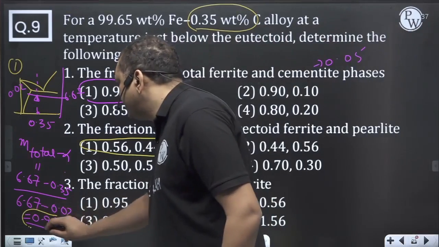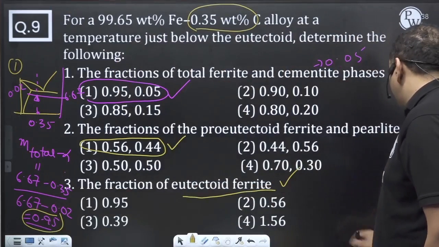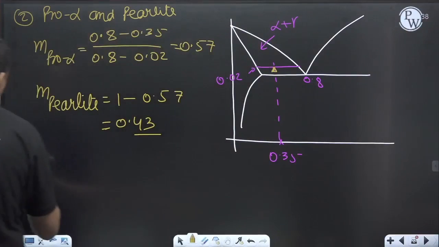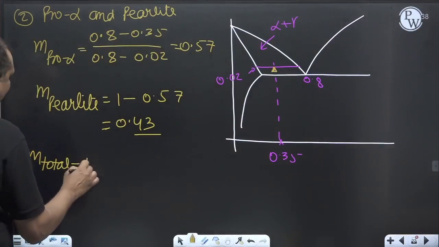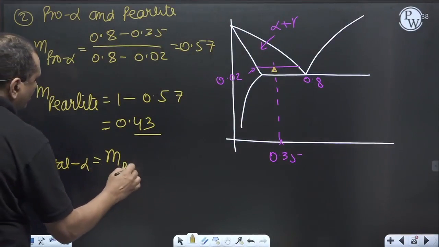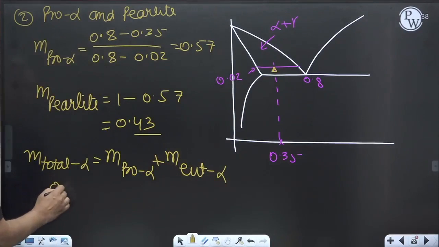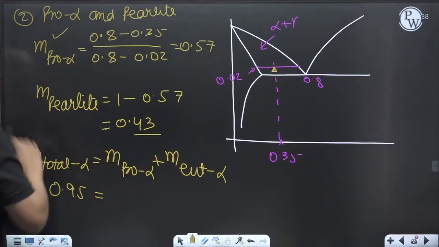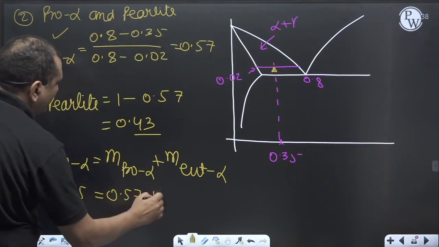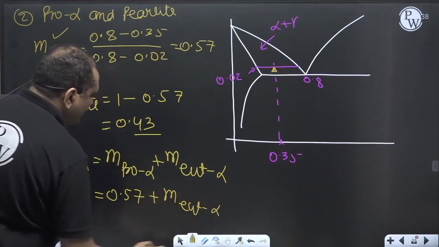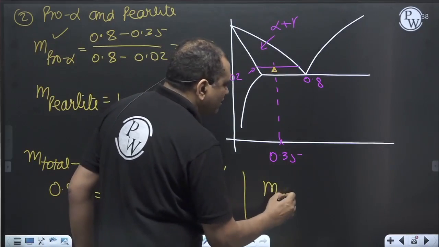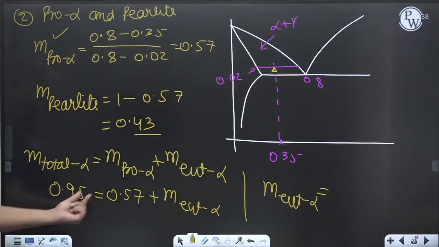Total ferrite is 0.95, okay na? So you have to calculate eutectoid ferrite. Total alpha is nothing but pro alpha plus eutectoid alpha. This is 0.95. Pro alpha is 0.57 plus mass fraction of eutectoid alpha. So mass fraction of eutectoid alpha will be this minus this, 0.38.